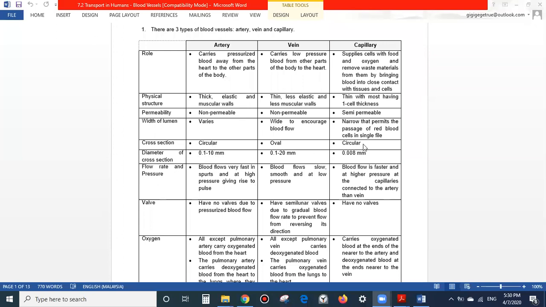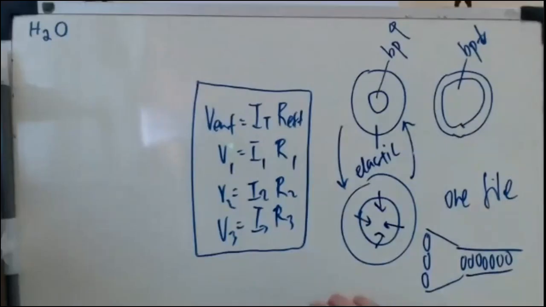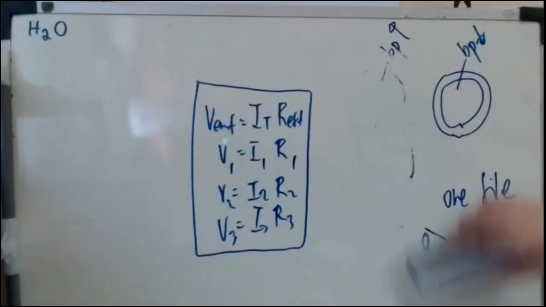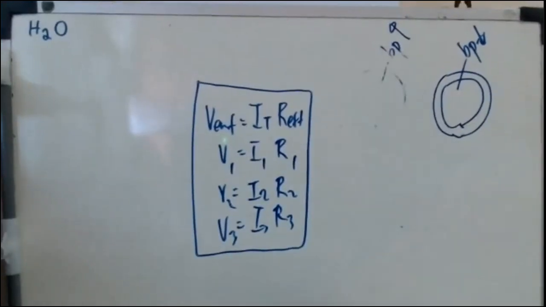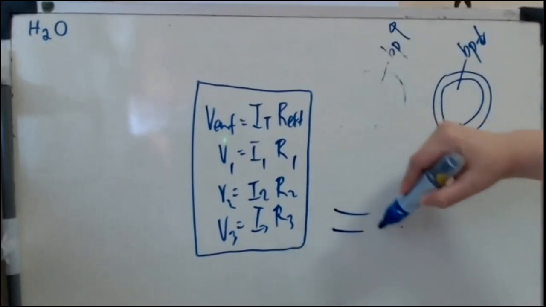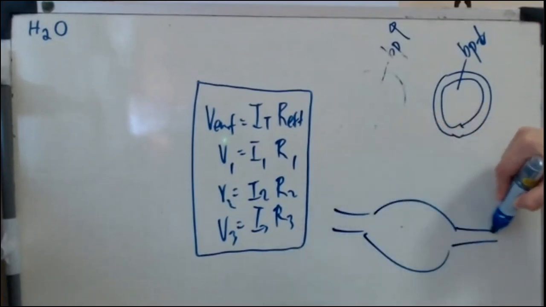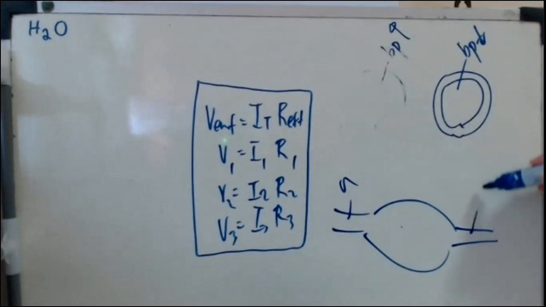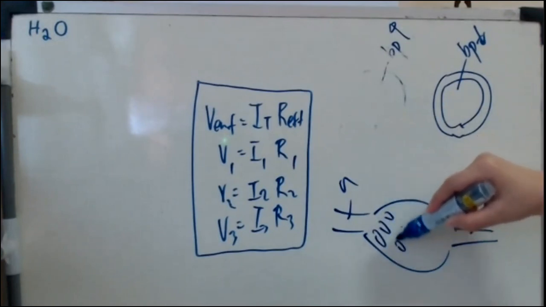Cross-sectional is circular, oval, this is circular. Okay, this one you don't really need to memorize. So flow and pressure, I already told you this is very pressurized, this one low pressure. While this one, I'll show you this. Capillaries connect arteries and veins. So if this side is artery, this side is vein, this is capillary.